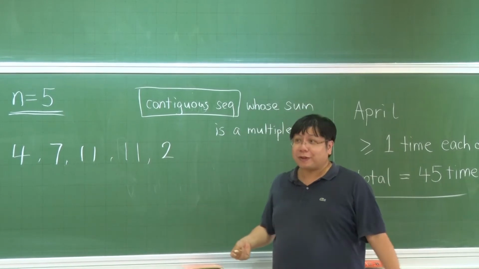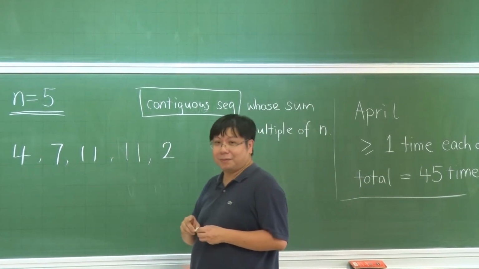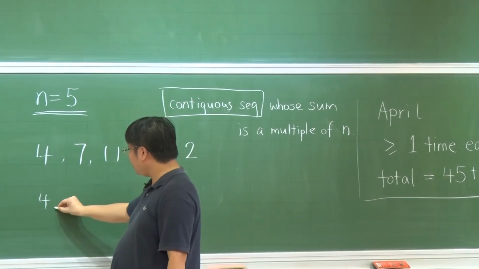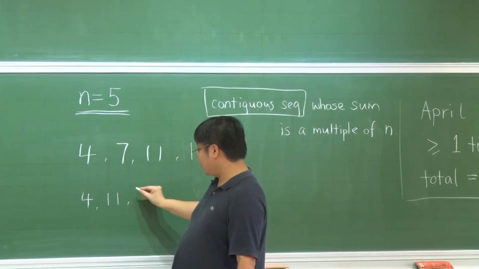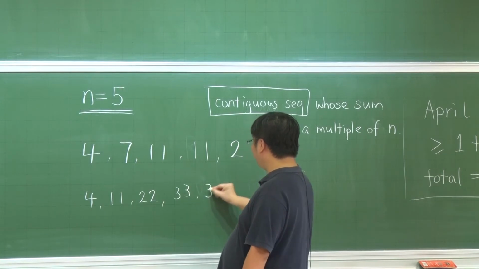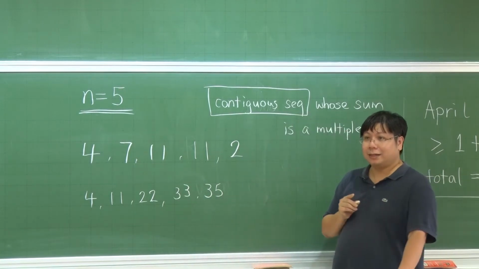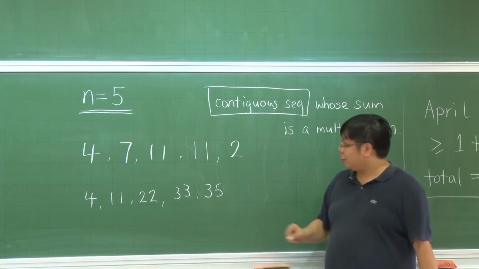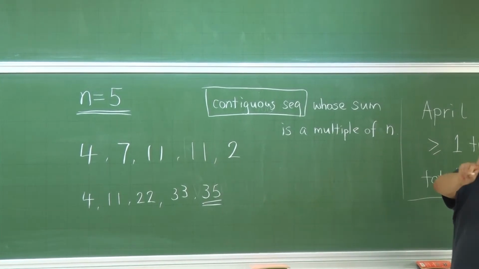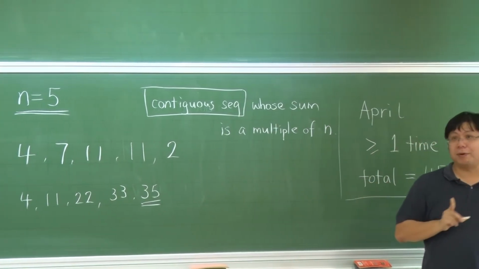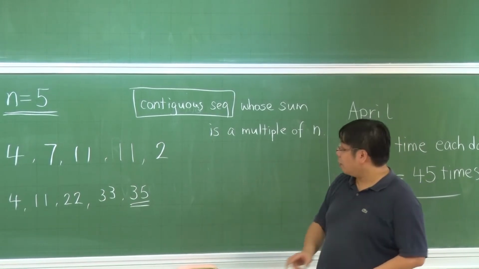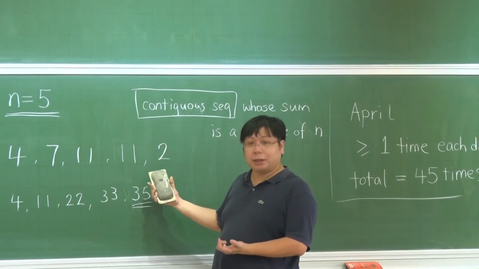Again, we can use prefix sum to help. Let's write down the prefix sum here: 4, 11, 22, 33, and 35. Now, either you have found a multiple of n here, which means that there is some prefix which adds up to a multiple of 5, and then you are done. Or, let's say you don't find any multiple of 5.